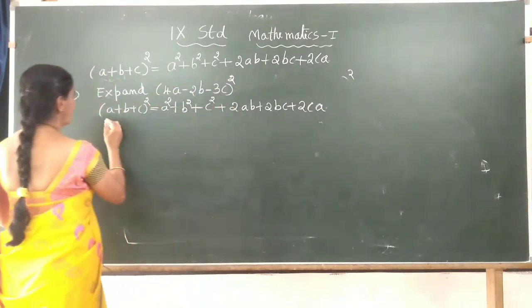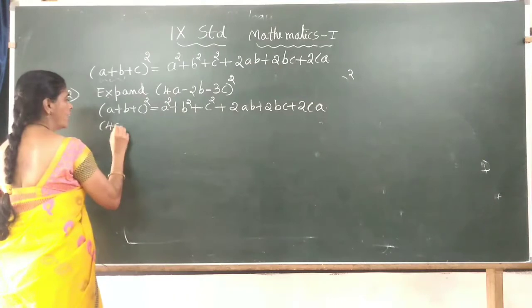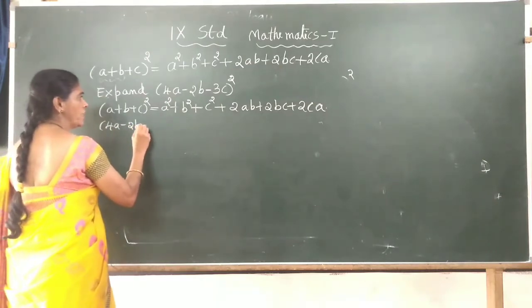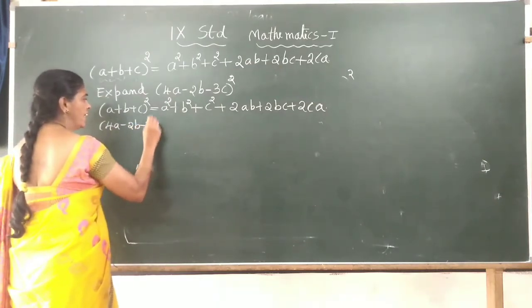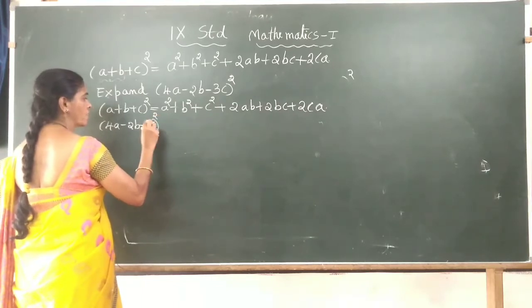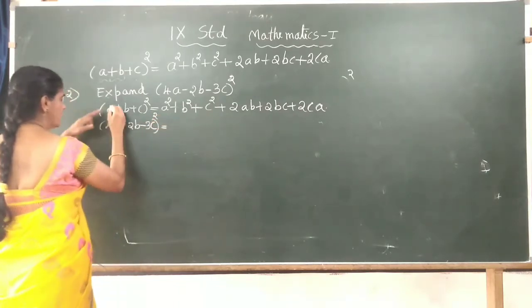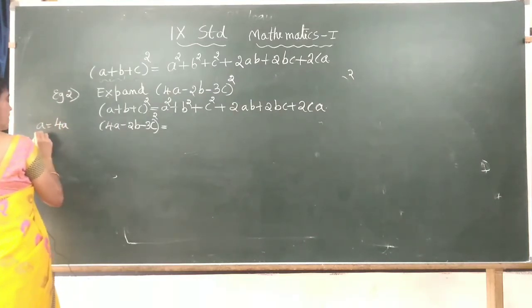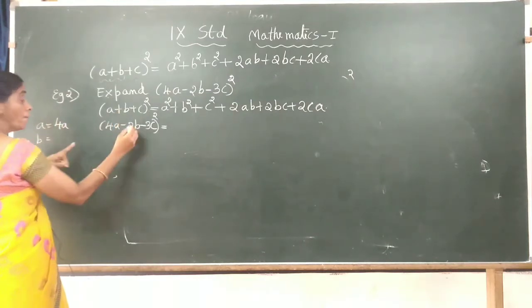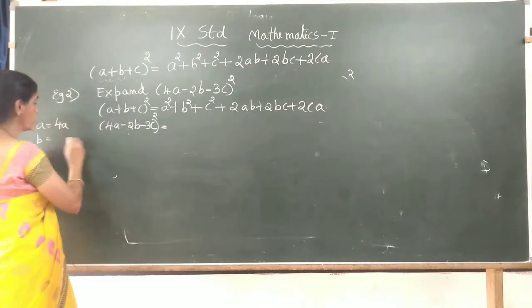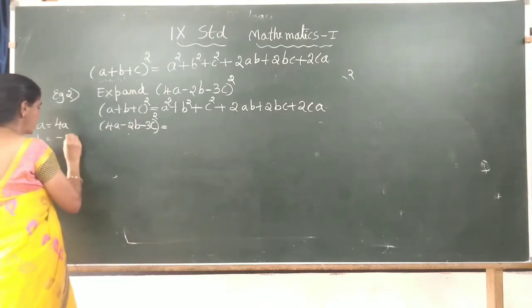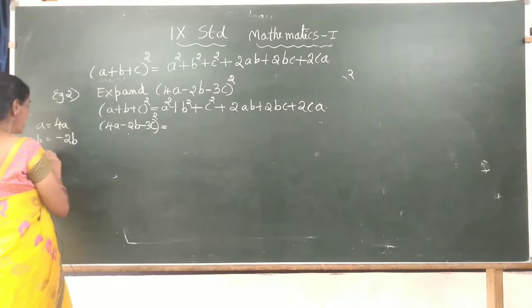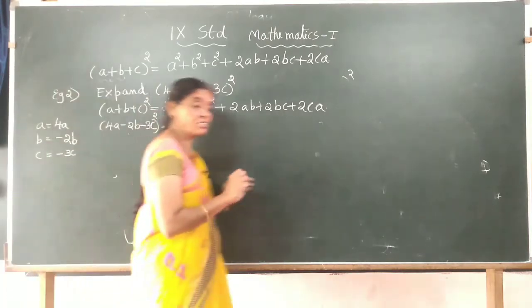Below, write your given problem: 4A minus 2B minus 3C, its whole square. Okay. Now in place of A, what do I have? 4A. In place of B, I have minus 2B, and in place of C, I have minus 3C. So this is very important.